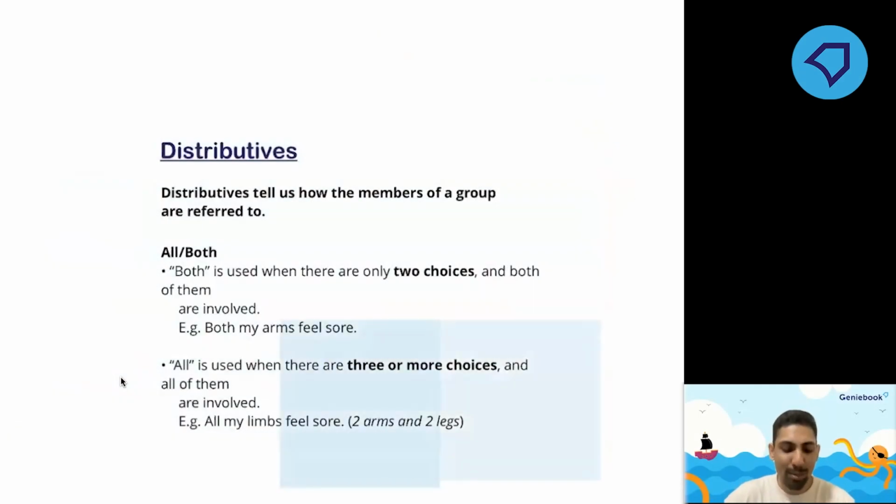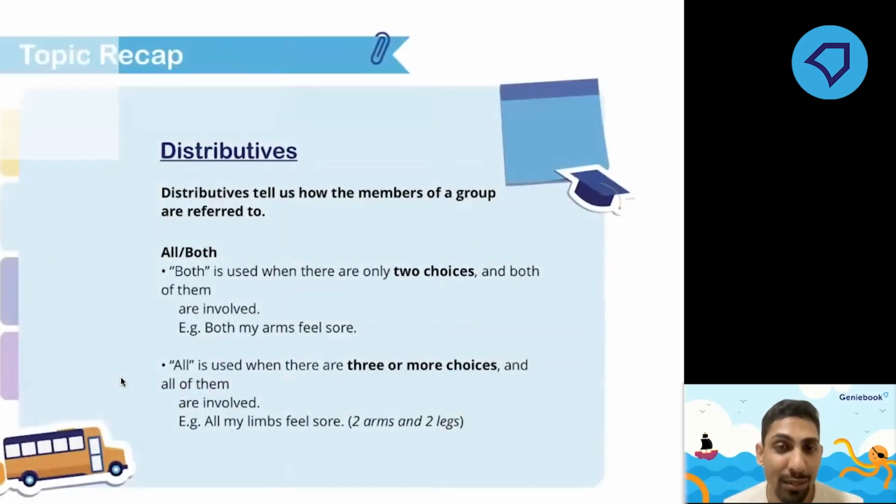Recap. Last week we talked about distributives. A few distributives. And what do distributives do? When we use them correctly, they tell us how the members of a group are referred to. Let's start with the first example.